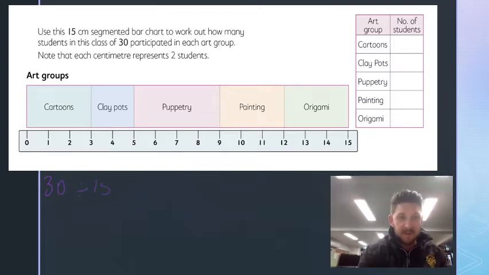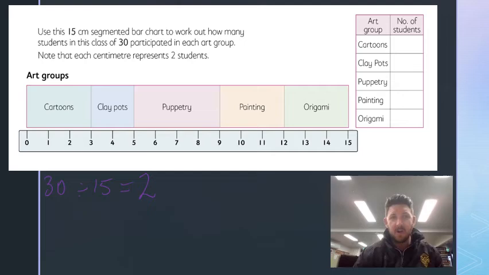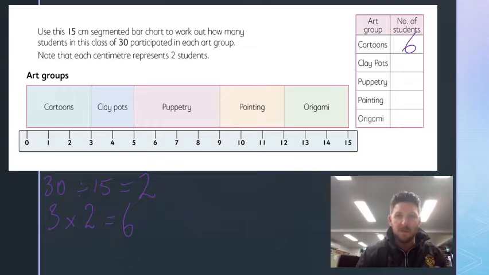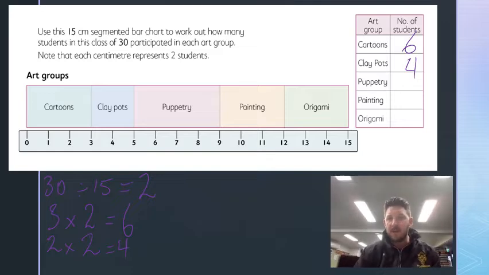So if I say 30 kids, and I know there is 15 centimeters, that means that each of the centimeters is representing 2 students. So to be able to read it, I need to look at the cartoons, for example, and say, how big is the cartoon section? Well, it's 3 centimeters. Each of those centimeters is worth 2 students, so 3 times 2 is 6. Do the same with the clay pots. The clay pots is 2 centimeters, and each centimeter is worth 2 students, so we would have 4 students. Quickly stop the video here, gentlemen, and have a go at puppetry, painting, and origami.